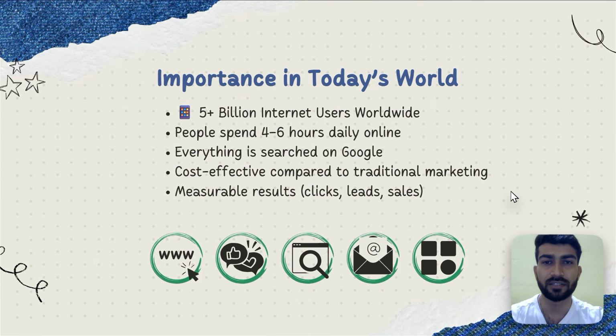Now we will check what the importance is in today's world. As we discussed, most people are on social media. Like we can see here, 5 plus billion internet users worldwide. People spend 4 to 6 hours daily online. Everything is searched on Google. Of course, everyone is using the Google search engine, right?